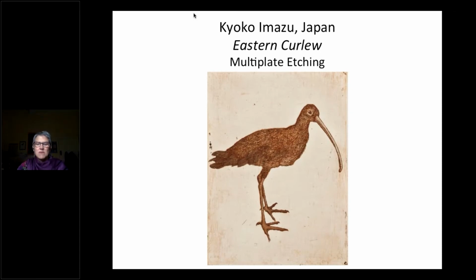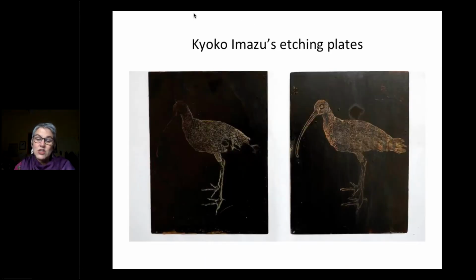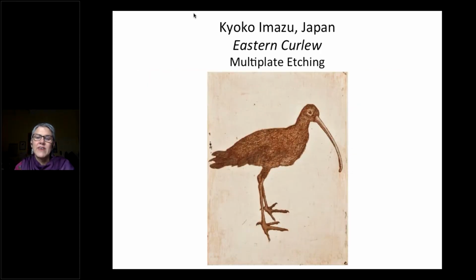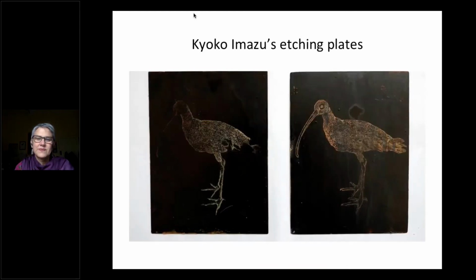Kyoko Imazu is from Japan, and this is another beautiful etching. It's done from two plates, so that you get the fullness of the figure of the eastern curlew. They're the two plates that she drew up, so each one would have been printed in a different colour brown to create that effect of that lovely, very lively looking eastern curlew.